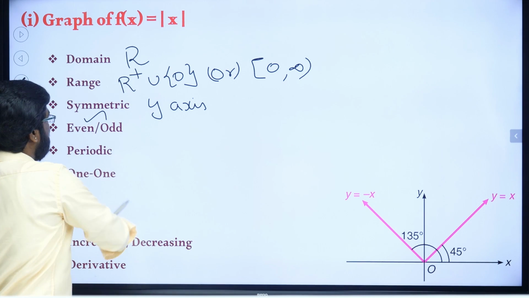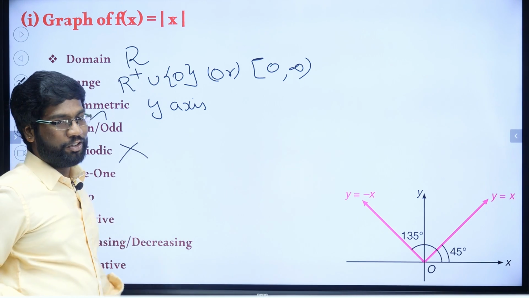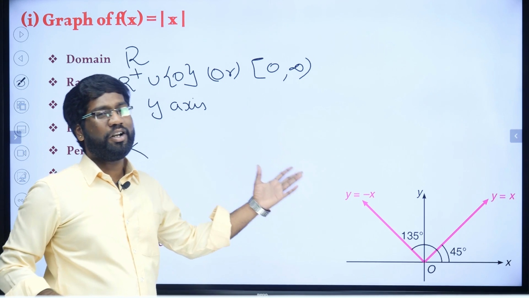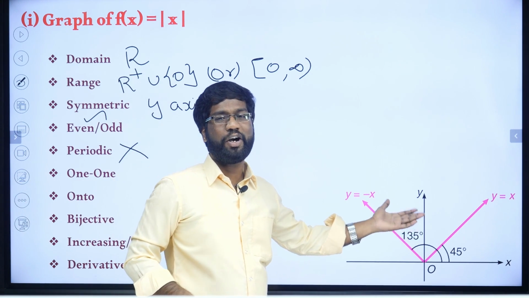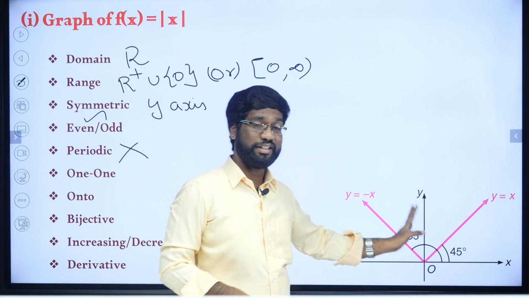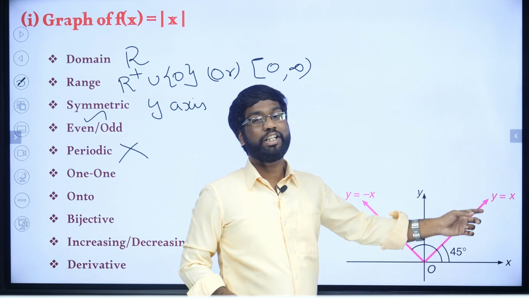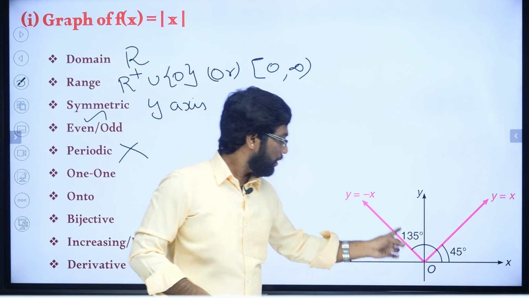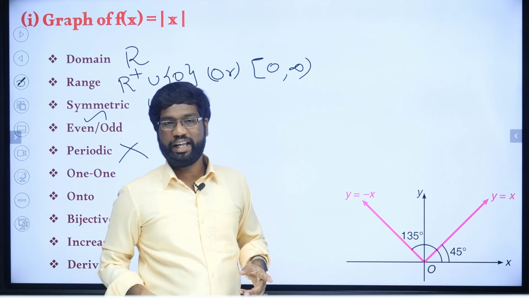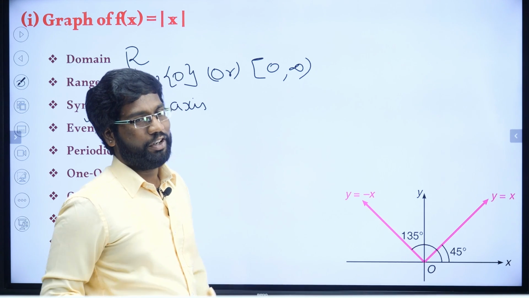Then periodic, my dear students, it is not a periodic function. Why? Because it is not going to give me the same value again and again, my dear students. For 0 it is 0, that's all. For every value it will give me some other values only, not the same 0. It won't repeat again, so it is not a periodic function, my dear students.